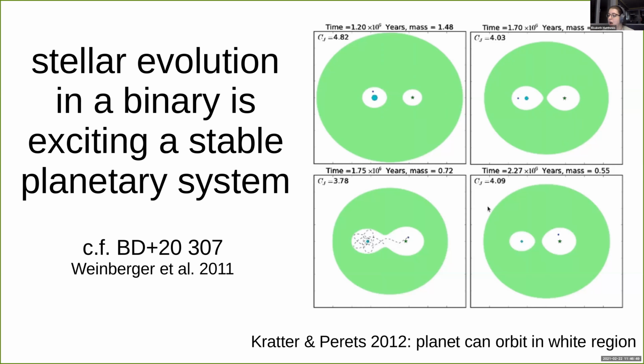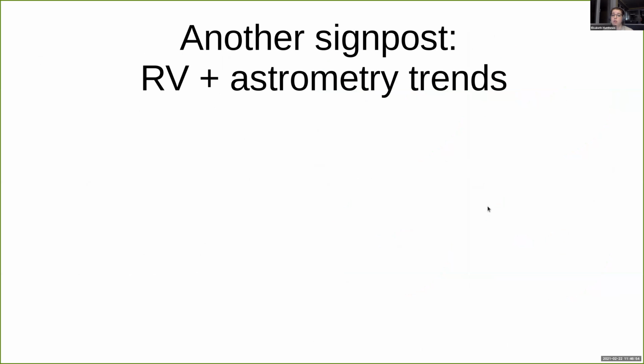Now, for the last section of the talk, I want to switch gears a little bit and talk about some work that I'm doing now, trying to think about a slightly different signpost for how we can start to find these directly imaged planets. So another signpost for which stars we should be pointing our direct imaging instruments at.